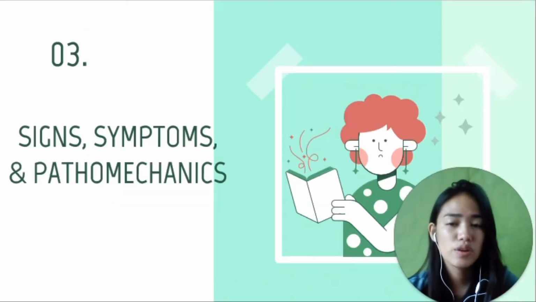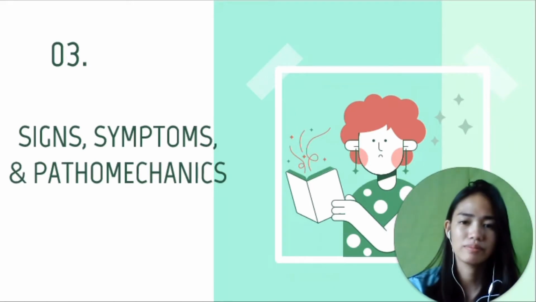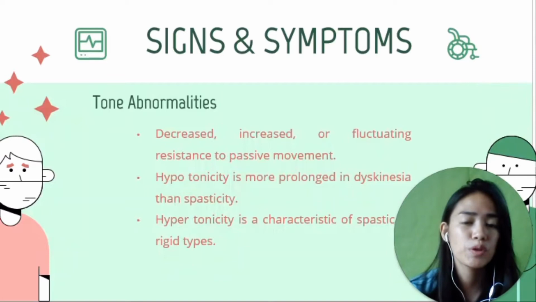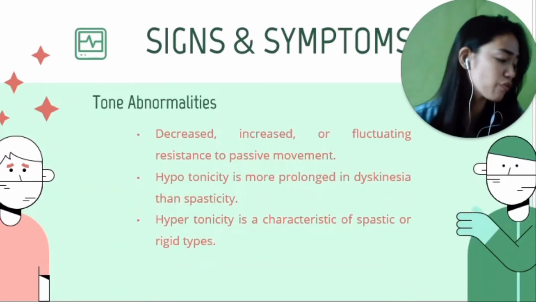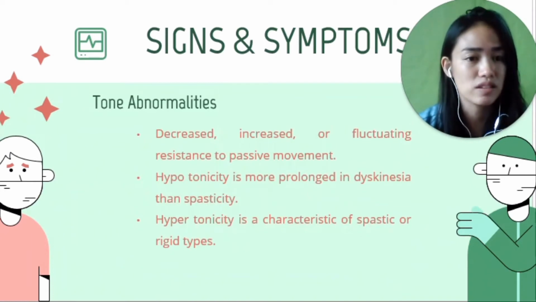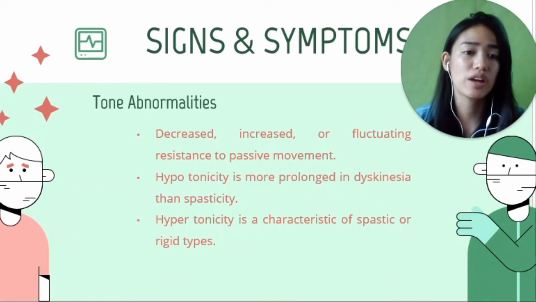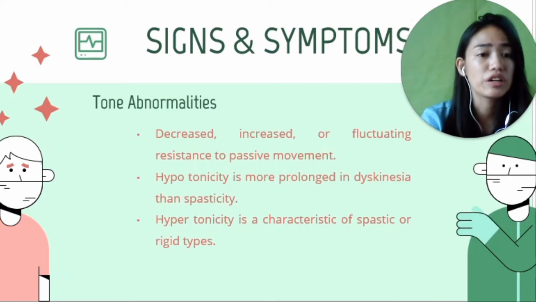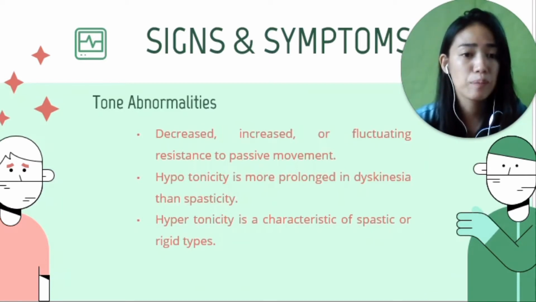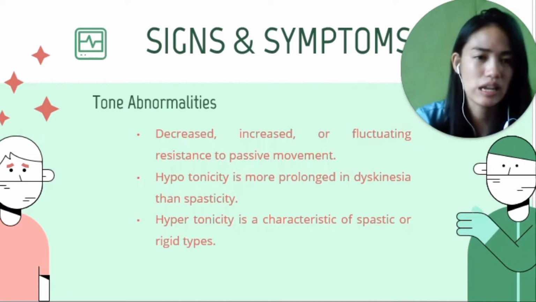So now let's go on to signs, symptoms, and pathomechanics of cerebral palsy. For signs and symptoms, we have tone abnormalities: decreased, increased, or fluctuating resistance to passive movements. Hypotonicity is more prolonged in dyskinesia than spasticity, and hypertonicity is characterized by spastic or rigid types. So hypo meaning low tone, right? And then hyper meaning high tone, so rigid siya.